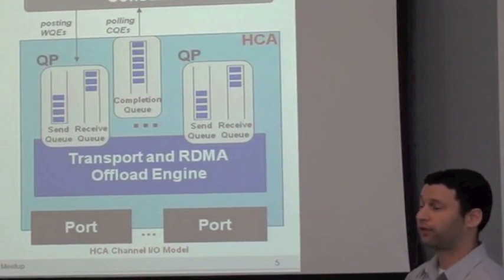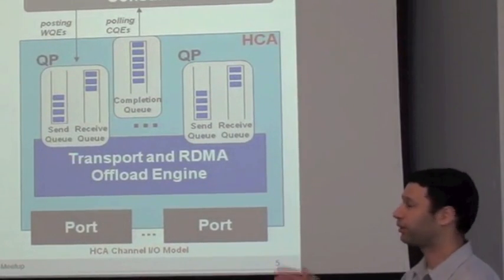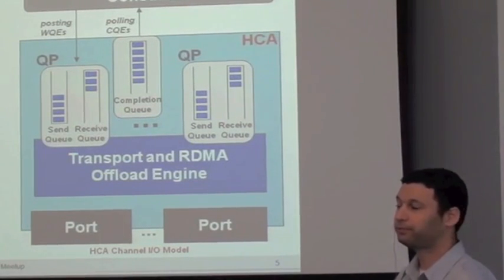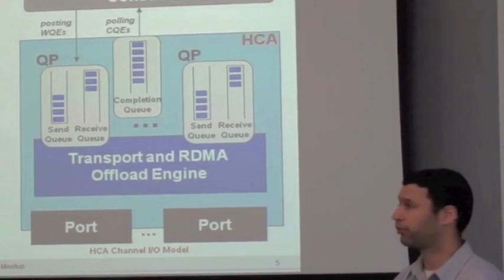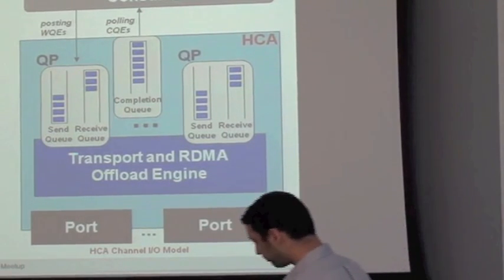So basically, this is the model, and the QPs are unlimited by the amount of them, so you can really accelerate up to about 16 million different channels, export them to the different applications, and they can really send and receive stuff through the hardware.